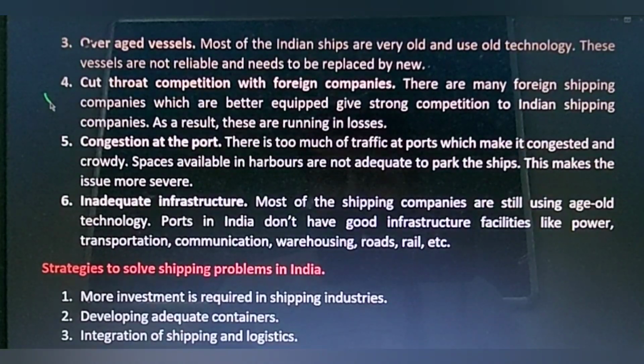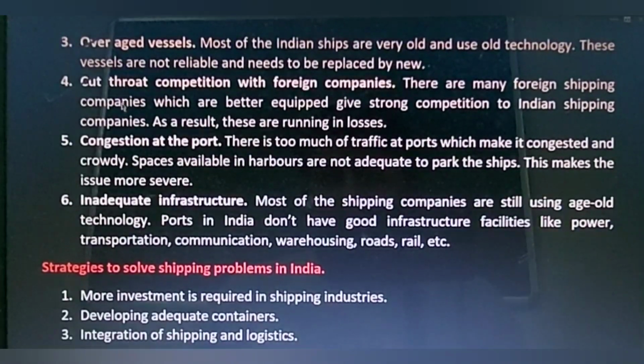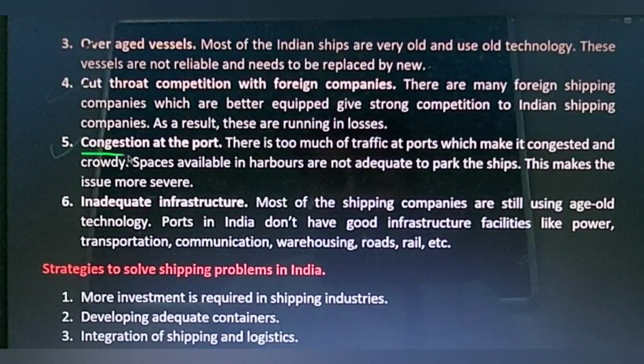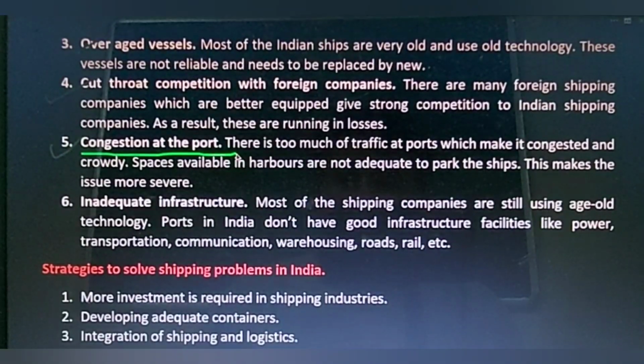And there is a cutthroat competition from foreign companies, especially from China and Thailand, all that. Then there is, you know, congestion. There is a lot of traffic in Indian ports, congestion is very high.